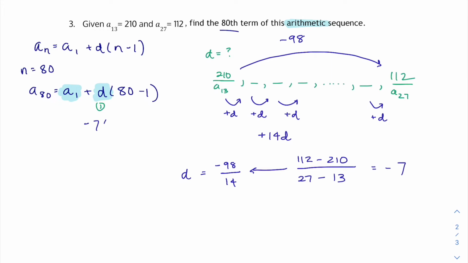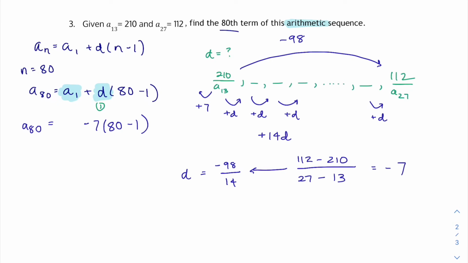We know our common difference is negative 7, but now we still need A1 to be able to find the 80th term. So I'm just going to work backwards. I could technically just add 7 a bunch in my calculator, but that's very painful. We don't want to do that.